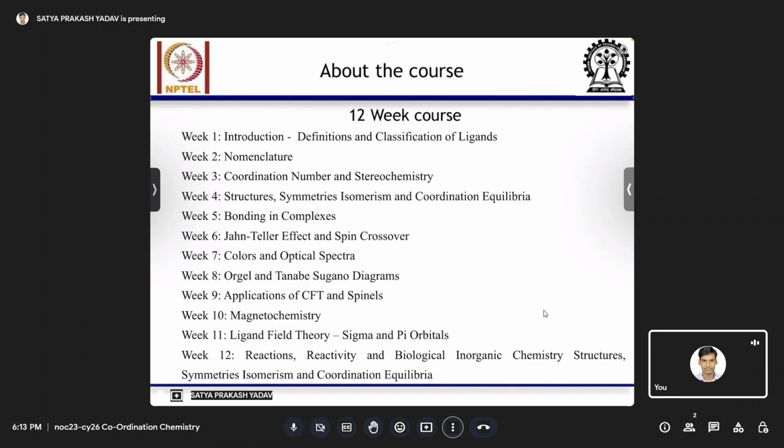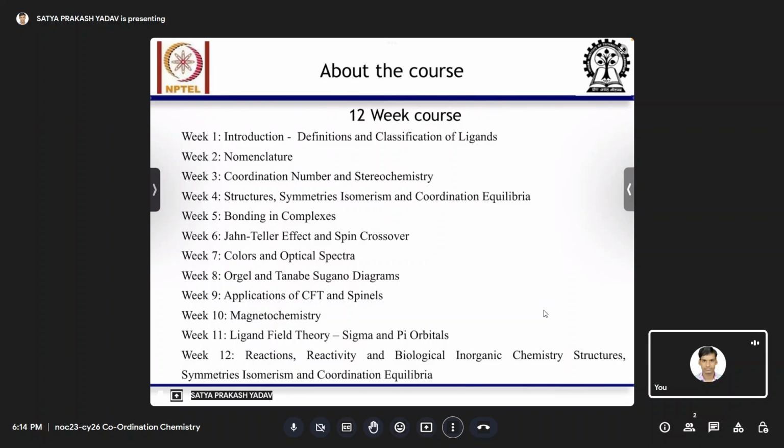So about the course, this is the 12-week course. In week one problem solving session, we have discussed the introduction to coordination compound, their definition and classification of ligand. There are basically three types of classification: ligand 1, 2, and 3. Then in week two, we have discussed in detail the nomenclature part, where we discussed neutral, cationic, and anionic, and the case where cation and anion both are complex. How we will write those things also we have discussed.